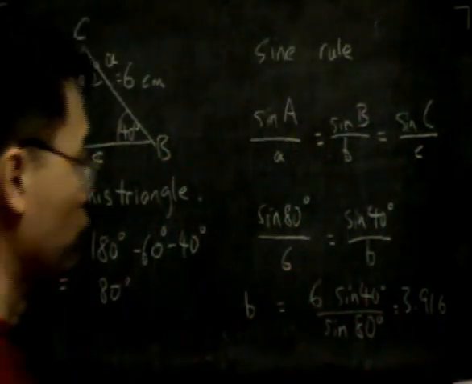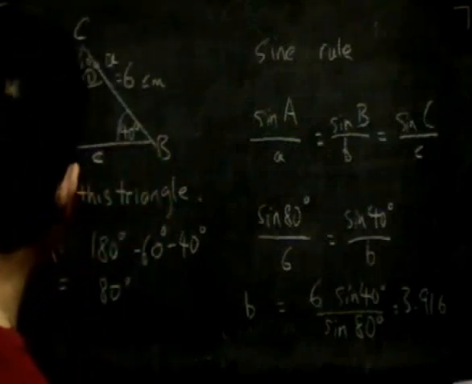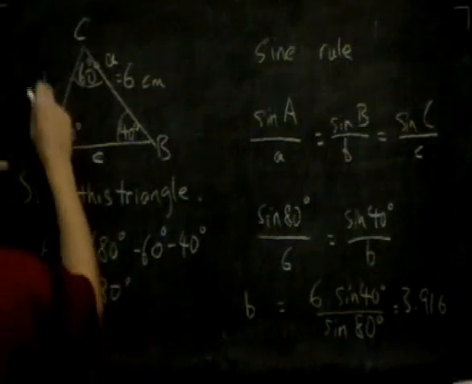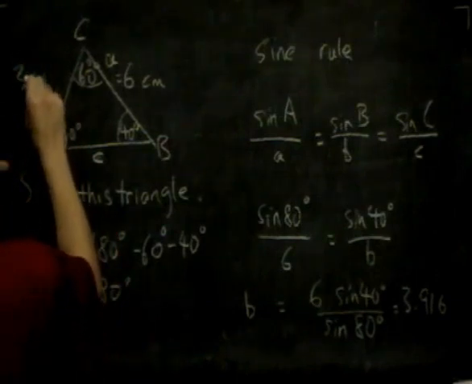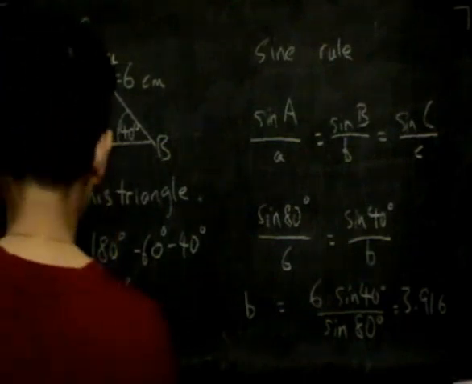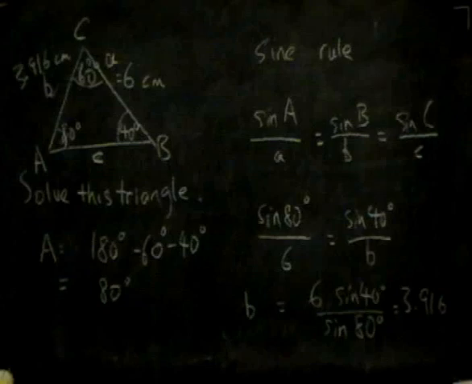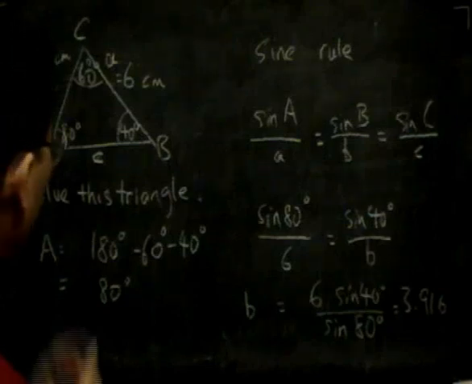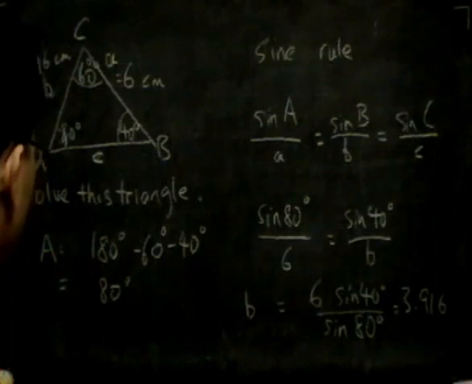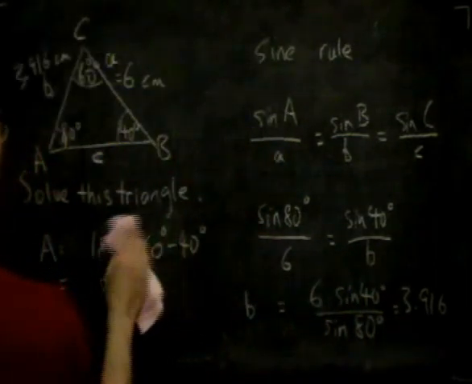Four significant figures is what I normally prefer to put down, and that's b. So this is 3.916 centimeters. Alright, so we've got that side. Now we have one more side to find. That's the c there. Let me clear this.